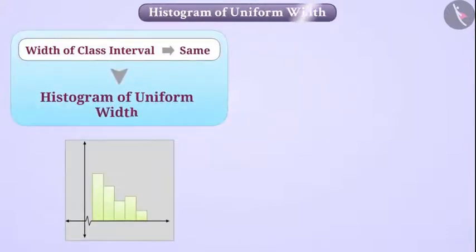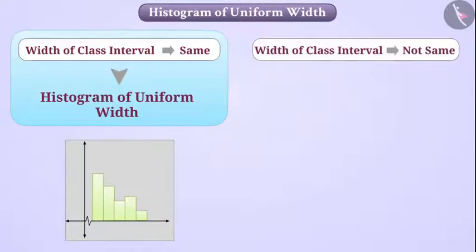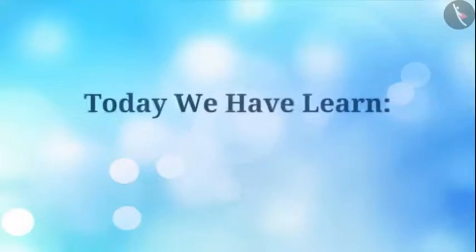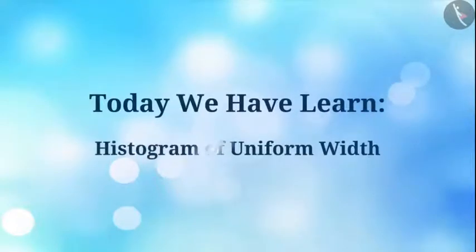When the class intervals have the same width, we get the histogram of uniform width. If the width of the class interval is not the same, then we get a histogram of varying width, which we will discuss in the next video. So today we learned about histogram of uniform width. In the next video, we will discuss histogram of varying width.